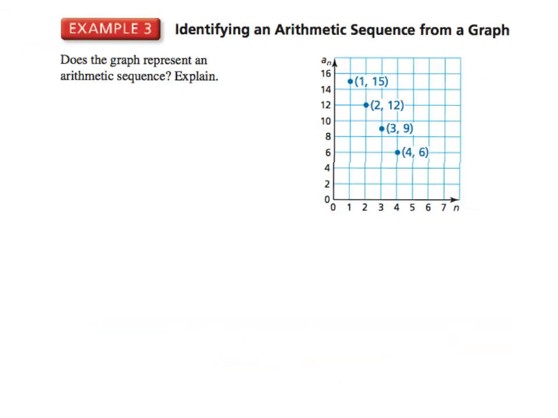So let's look at the next one. In this example, we're given a graph. Does this graph represent an arithmetic sequence? Well, we just have to look at this and ask ourselves, what is the first number in the position? Or the first term, the first number, what is that term? So if we look at it, we can see that in the first position, the number is 15. Then the number is 12, 9, and 6.